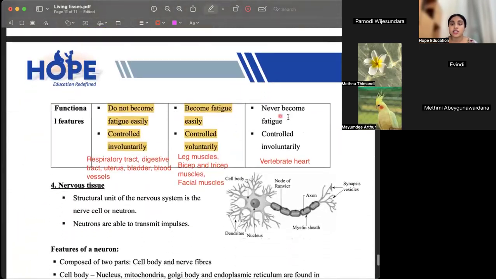If we look at the functional features, they never become fatty. Kids, our heart is made of cardiac muscle tissue. If your brain shut down, you can still be alive. Right? That means you can't think anything at all. You don't have conscience, nothing, but still you will live. But the moment your heart stops beating, or your heart stops contracting and relaxing, that's the moment we die. Okay? Therefore, since the heart is made up of the cardiac muscle tissue, it can never be fatigued.